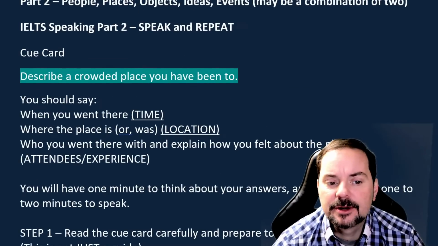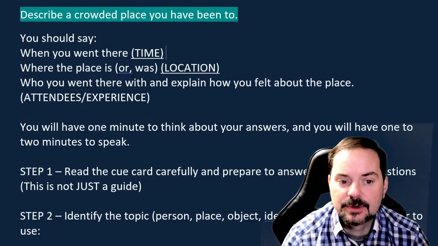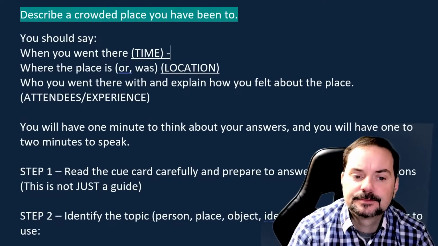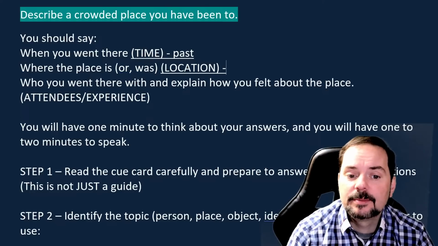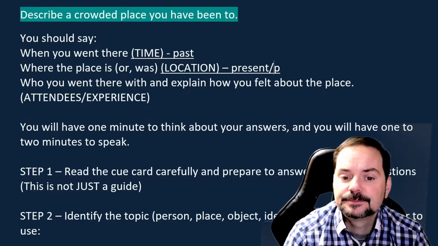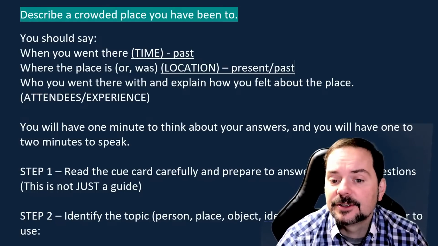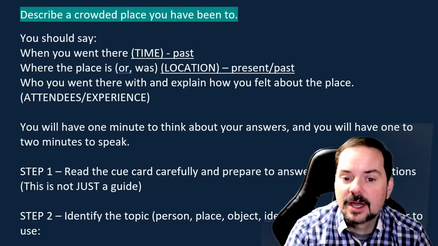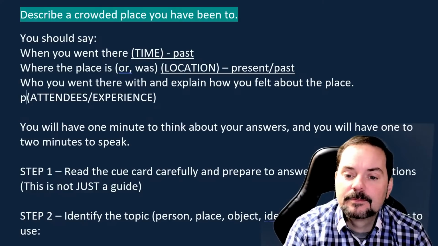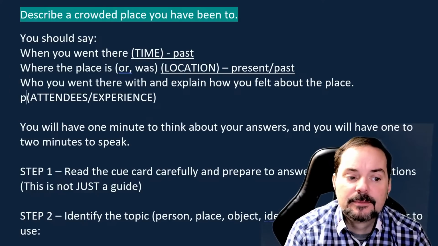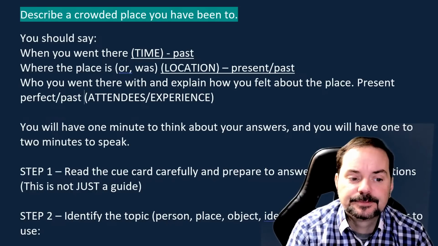It's describe a crowded place you have been to. When you went there, that's past, right? Where the place is or was, present or past, right? Who you went there with, and explain how you felt about the place. Okay? Again, it's present perfect and past.